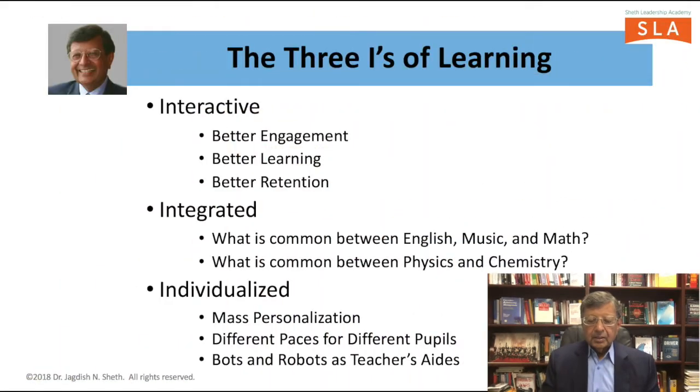These unique characteristics of digital technology, as I mentioned, will transform the way we learn and teach from 3 R's of learning to 3 I's of learning. Learning will be interactive. With interactiveness, we know from all the scientific research, there is better engagement. With better engagement, we know there is better learning. With better learning through engagement, we know there is better retention. So the knowledge is learned better.